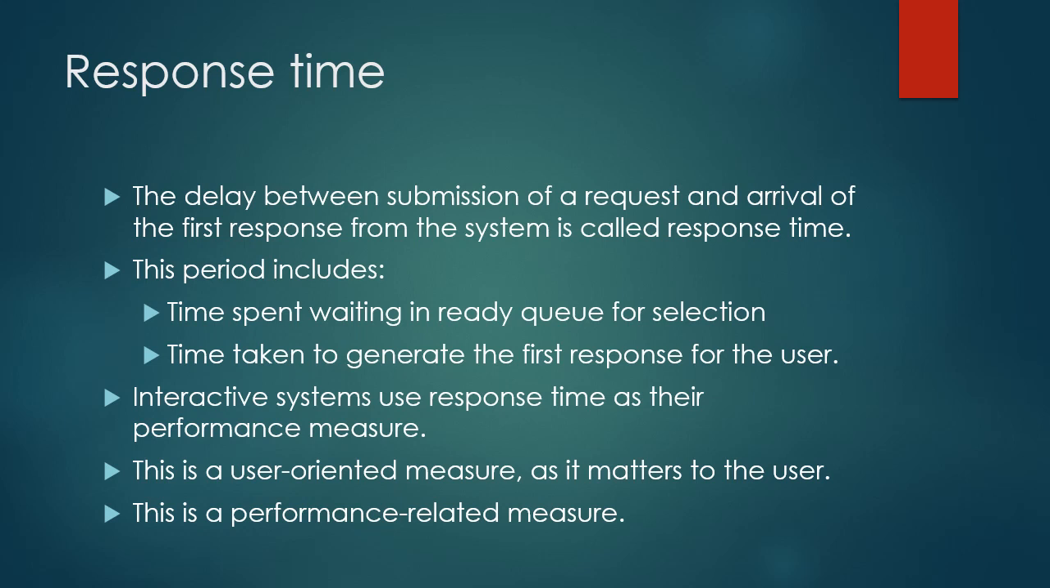This period includes time spent waiting in ready queue for selection, time taken to generate the first response for the user. Note that the execution of the request is not complete yet. Interactive systems use response time as their performance measure. A good system has a small average response time. This is a user-oriented measure as it matters to the user. The user will be happy with small response times and frustrated with large response times. This is a performance-related measure. A fast system typically has small average response time, which can be measured.